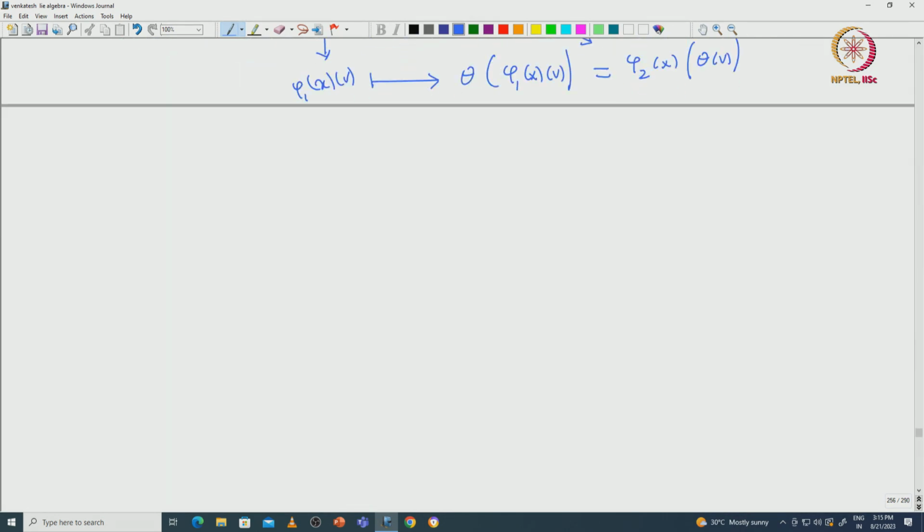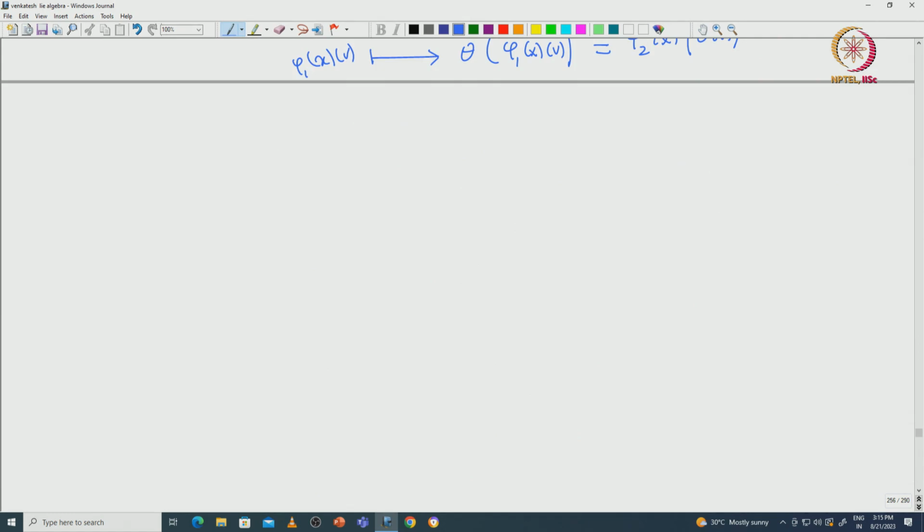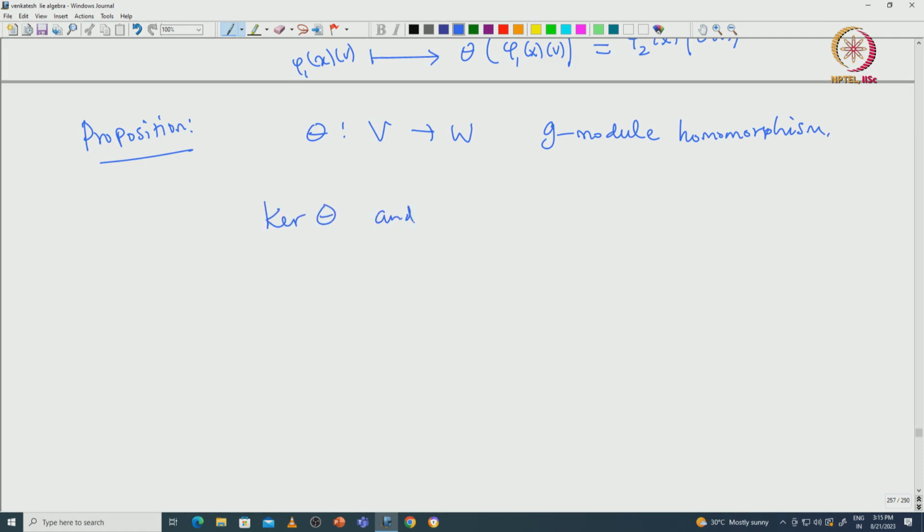Okay. So, now it is not hard to check, here is a proposition. If theta is actually a G module map or G module homomorphism, then the kernel of theta and image of theta, they are submodules in respective modules. Okay. So, this is a submodule of V and this is a submodule of W. So, these are all G submodules.